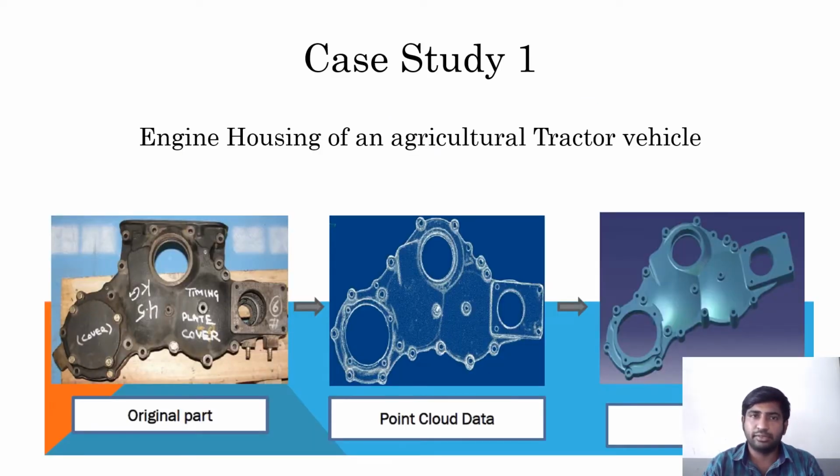So let's see some case studies. We have a few case studies, which I will address. First of all, the engine housing of an agricultural tractor. This is the original part. As I already told, we have only the original part. We don't have any CAD data or any design related data. So for this purpose, we are in need of duplicating this original part.